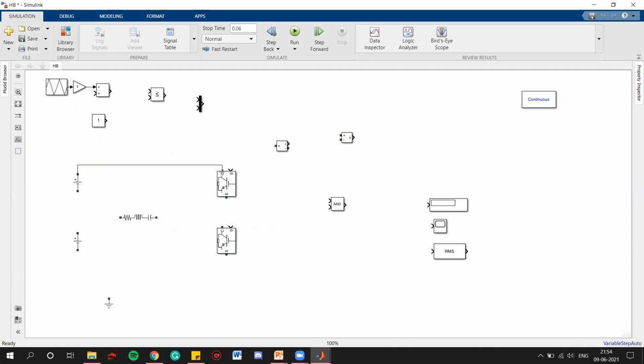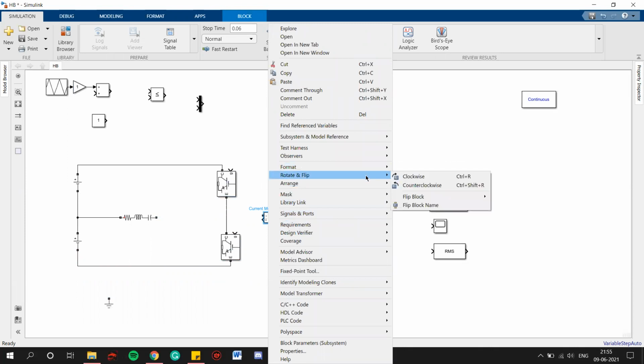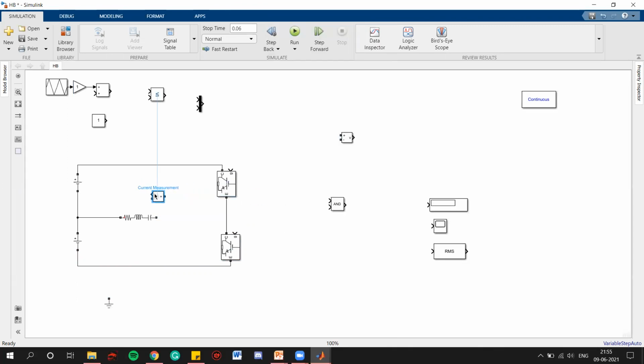Let's connect. Let's take current measurements. Let's invert this format, rotate and flip, format block upside down. So in the first half of the cycle, this would be positive, this would be negative, and the current direction will be this, right? So we will put it here.